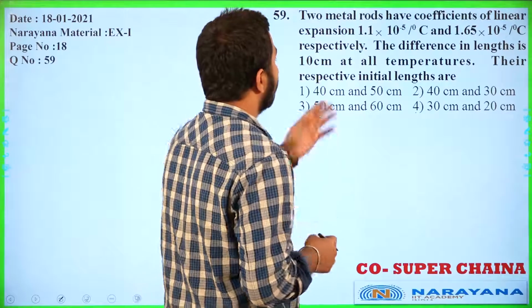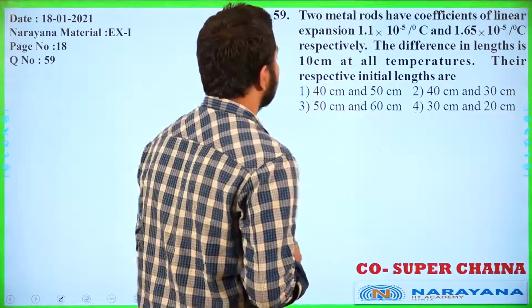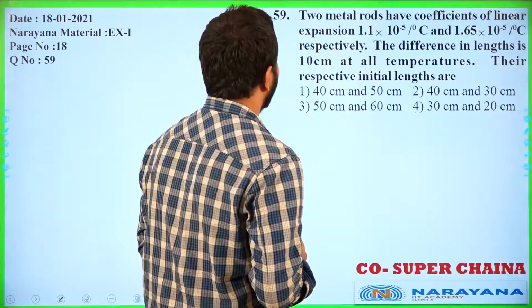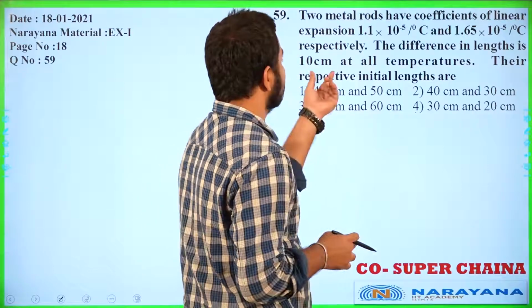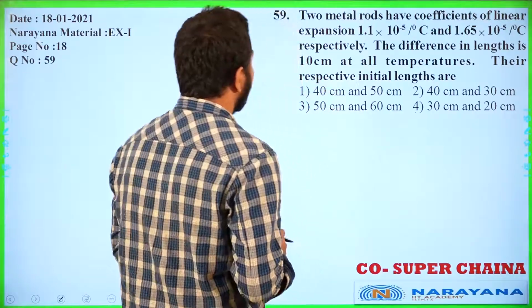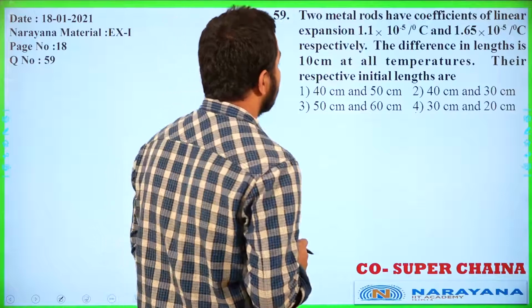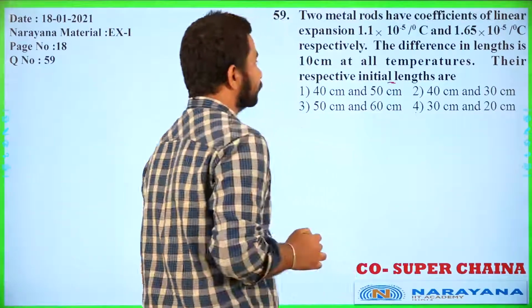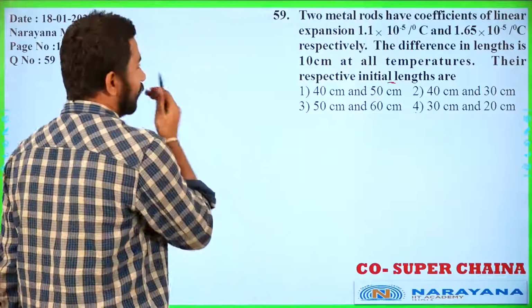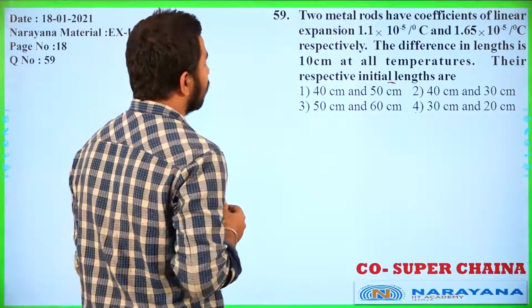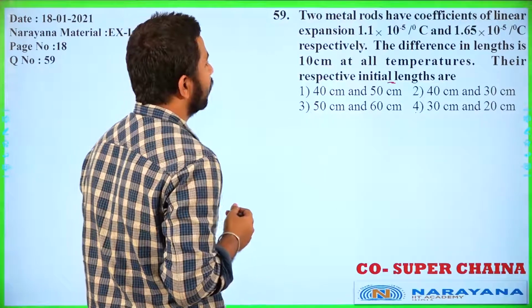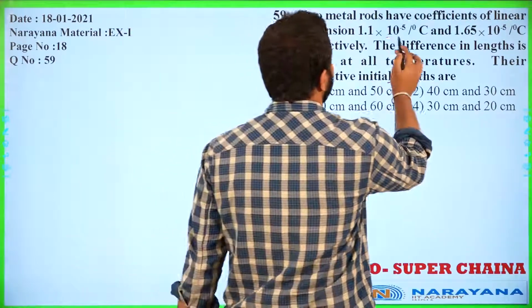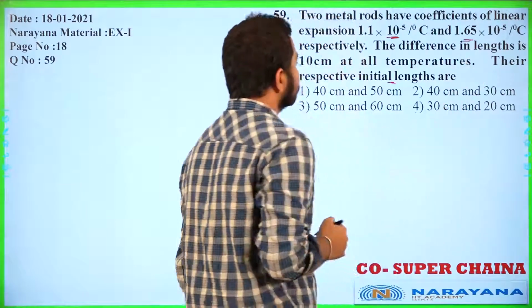The metal rods have coefficients of linear expansion 1.1 and 1.65. The difference in the lengths is given as 10 centimeter. You have to calculate their respective initial lengths. So here alpha 1 and alpha 2 are given. Coefficients of linear expansion of this and this are given.